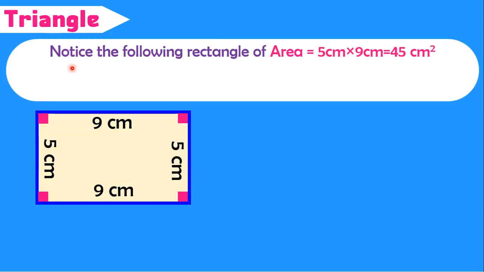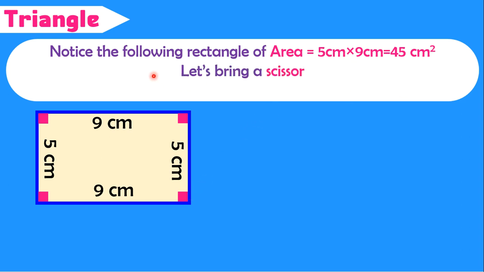A triangle. Notice the following rectangle of area equal to 5 centimeters times 9 centimeters equals 45 centimeters squared. So the area of this rectangle equals 45 centimeters squared. How? Because it is a rectangle and the area rule of a rectangle equals the length, which is 9, times the width, which is 5.